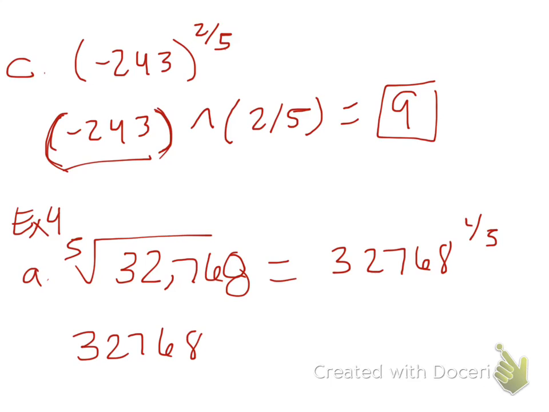32,768, and then caret key, 1 divided by 5, which gives me an 8. So that's my answer. Now the instructions for example 4 say if you get a decimal, round to how many numbers after a decimal? 2 decimal places. So let's do the last 2 simple examples there.